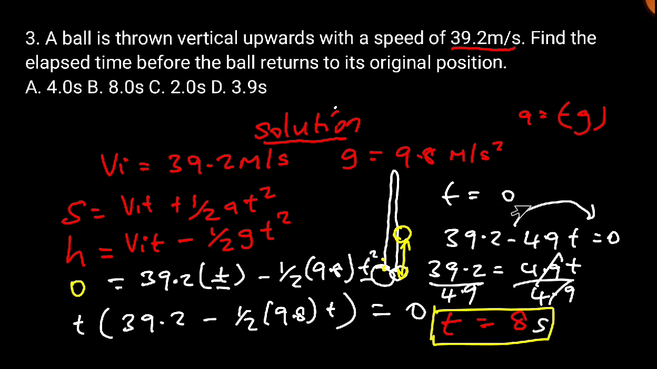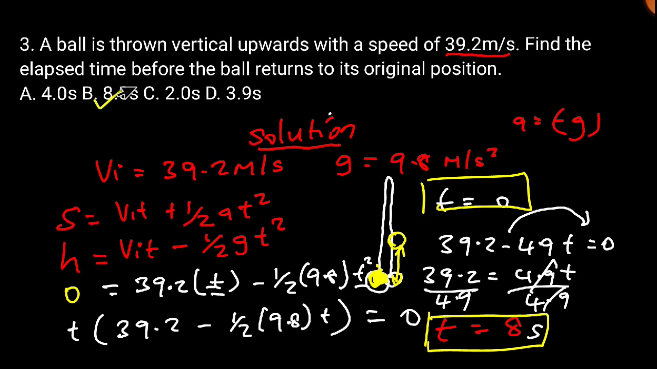Now this t equals to 0. What it means is that at this point when the ball is being thrown up, the time there is 0, just like the starting time is 0. That's what this t equals 0 means. So the answer here is just option B, 8 seconds.